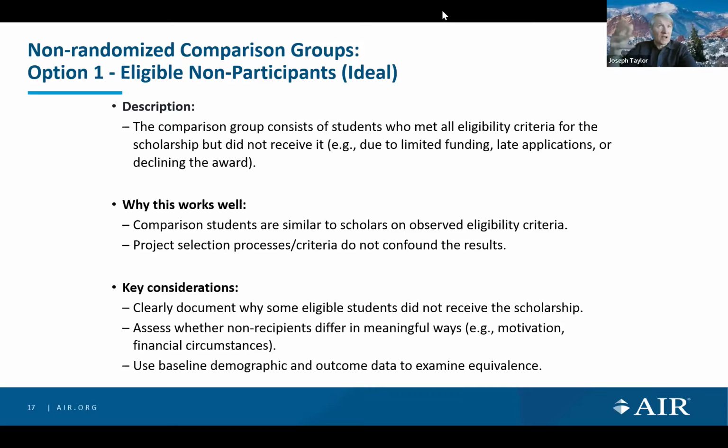Key considerations around this option include the need to clearly document why some eligible students didn't receive the scholarship, and assessing whether the non-recipients differ in meaningful ways, such as motivation or financial circumstances. Assessing these differences would be in addition to the typical best practice of assessing baseline equivalence on demographic and outcome data.